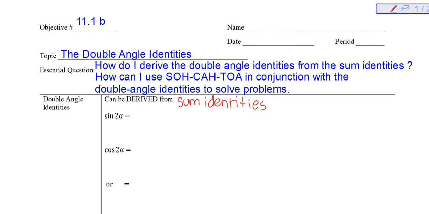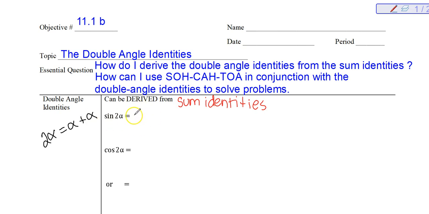So let's see if some things make sense. I'm just going to grab up my pencil here, and I'm going to ask you a question. Is it true that 2 alpha is equal to alpha plus alpha? Is that true? Right, combining like terms, just consider alpha as a variable like x, and that's definitely true. So what we're going to do is, here's a double angle identity, and I'm going to take the formula for the sine of a sum of 2 angles and derive the formula for the double angle.